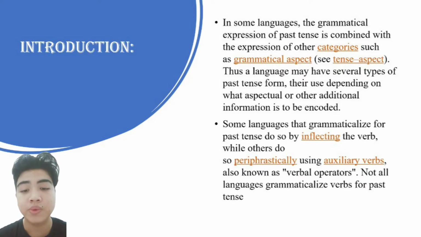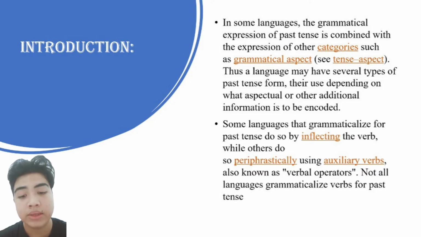Introduction. In some languages, the grammatical expression of past tense is combined with the expression of other categories, such as grammatical aspect. See tense aspect. Thus, a language may have several types of past tense form. They are used depending on what aspectual or other additional information is to be encoded. Some languages grammatically mark past tense by inflecting the verb, while others do so periphrastically using auxiliary verbs, also known as verbal operators. Not all languages grammatically use verbs for past tense.